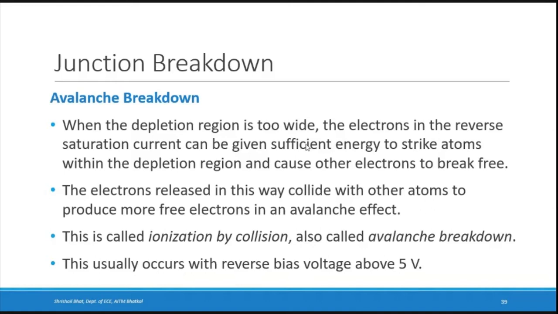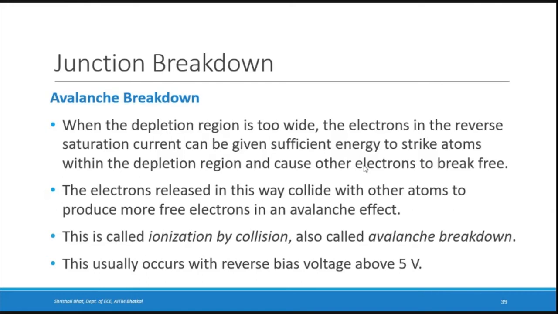That is called an avalanche effect. Avalanche effect means electrons hitting an atom, releasing more electrons, which again hit more and more atoms so that they can release more and more electrons. This is called ionization by collision. Here, the ionization happens due to the collision. That's why it's called ionization by collision. And the breakdown is called avalanche breakdown. This normally happens when the reverse bias voltage is above 5 volts. That is, you have to give sufficient energy to the electrons to break away or to go and strike the other atoms. That's why the reverse bias voltage is more than 5 volts.